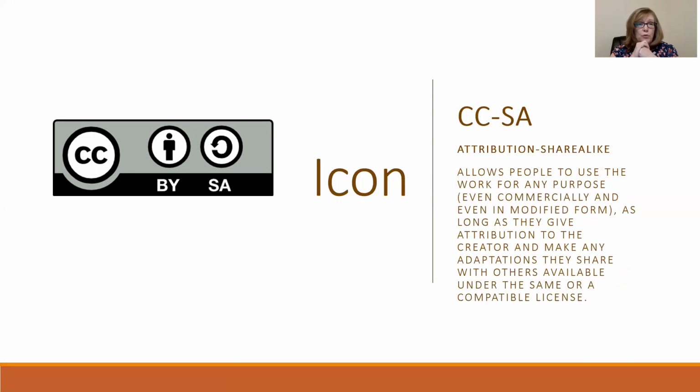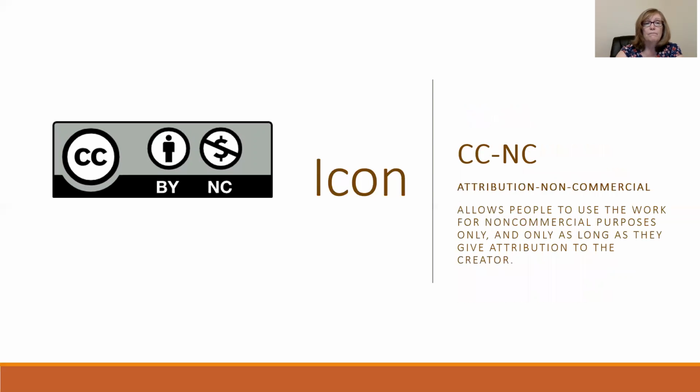This license here, Attribution Share Alike, allows a creator to indicate that people can use the work for any purpose, even if it's commercial, and even in a modified form, as long as they give attribution to the creator and make the adaptations they share available under a compatible license. So this one is the one that allows people to use the work in a modified form and also allows the adaptation as long as the adaptation is licensed under similar or compatible licenses.